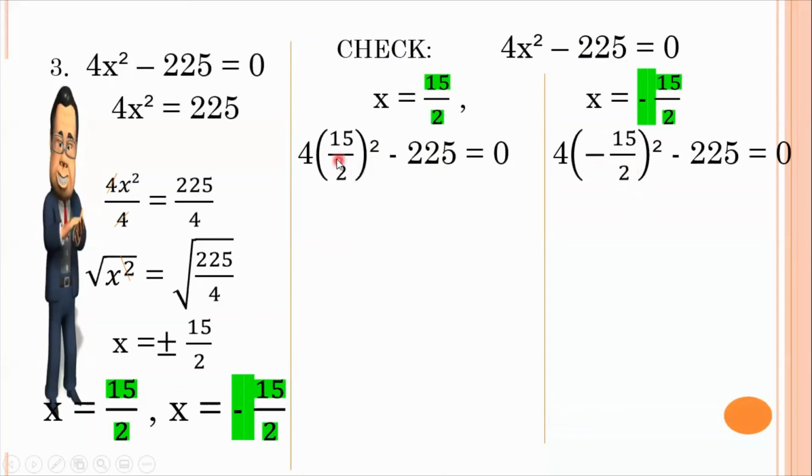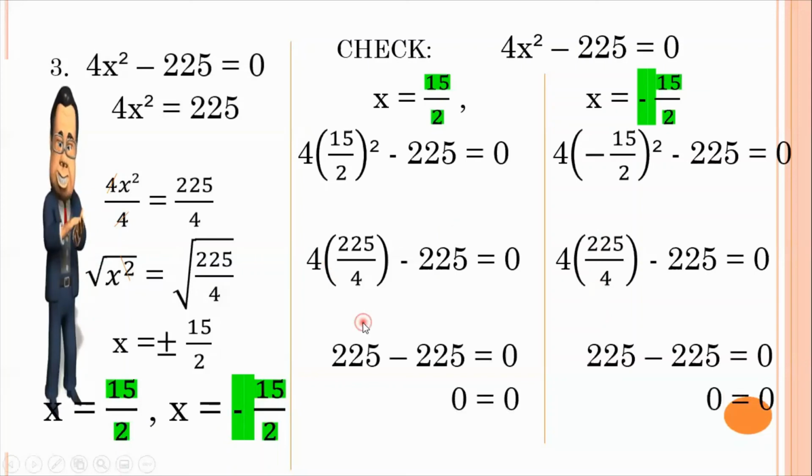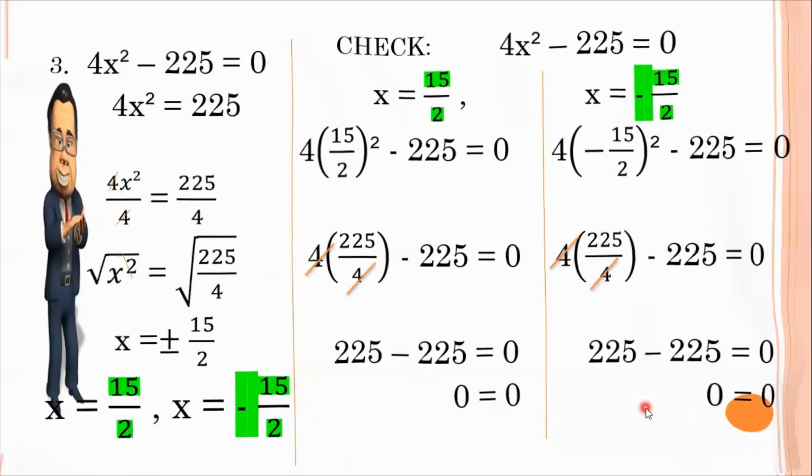The difference is this is positive and the other one is negative. So 15 times 15 is 225 over 4. Negative 15 times negative 15 is positive 225 over 4. Then we will cancel 4 and 4. Cancel 4 and 4. And the other side, 4 and 4. So 225 bring down minus 225 is equal to 0. Then 0 is equal to 0. The other one is also bring down 225 minus 225. So 0 is equal to 0.